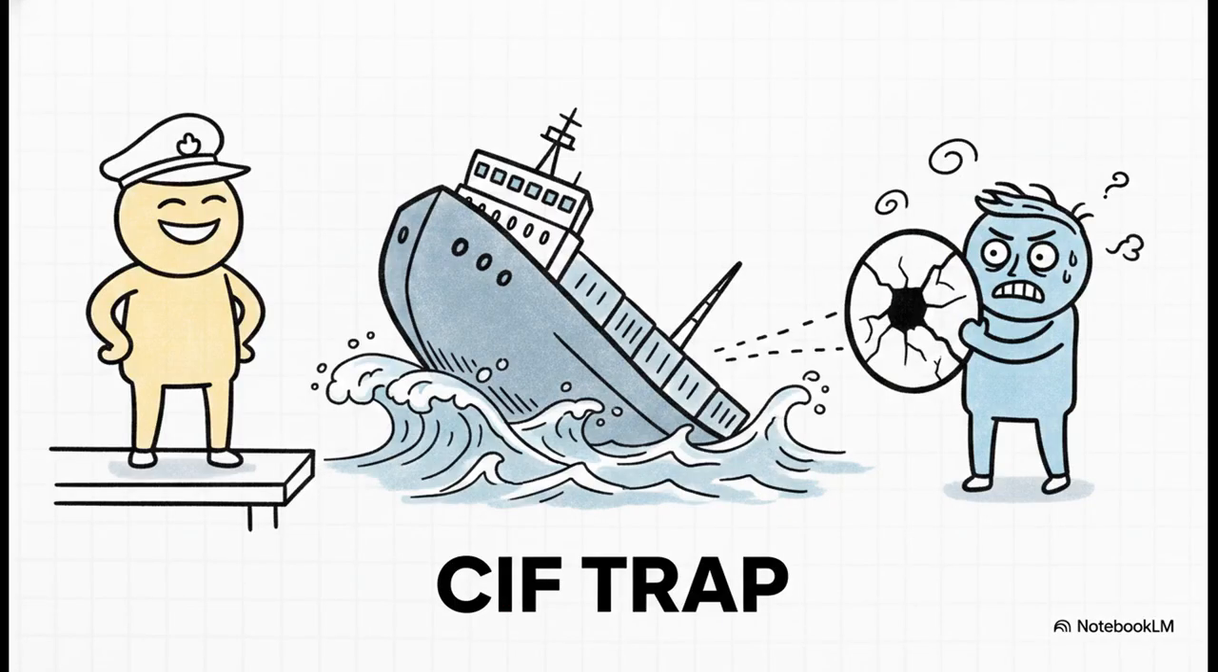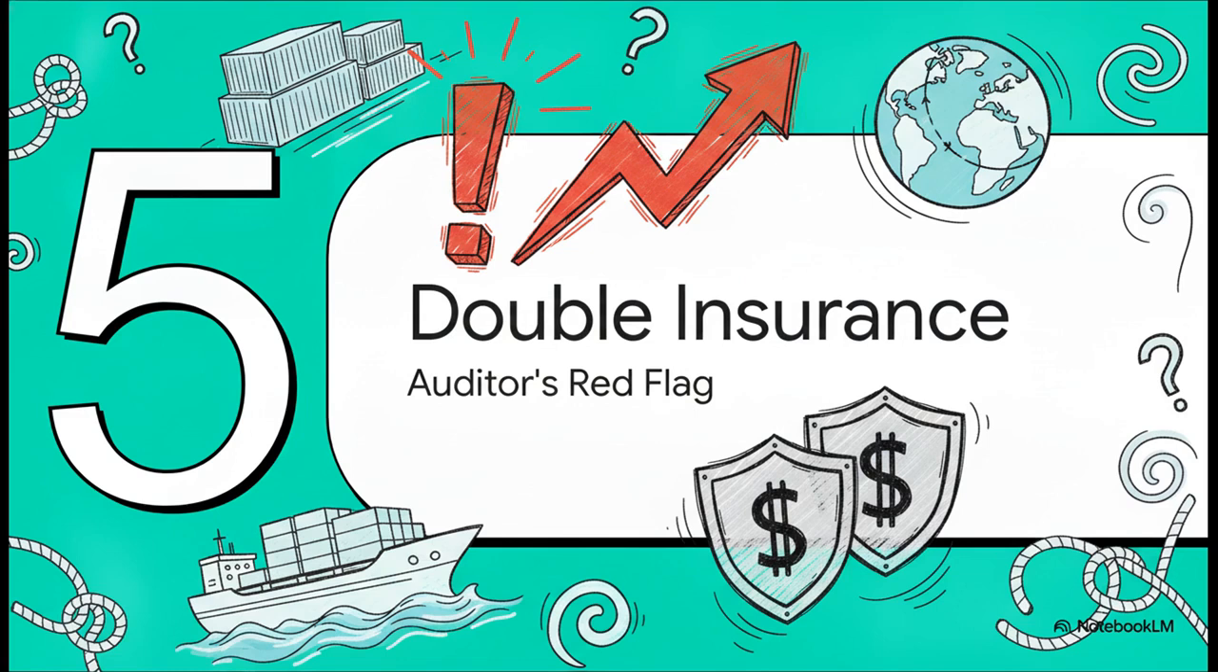In a CIF contract, the seller pays for the freight, but, and this is a massive but, the risk actually transfers to the buyer the precise moment the goods are loaded onto the ship in that foreign country. So if that ship sinks halfway across the ocean, it's the buyer who holds the risk and has to go claim the insurance, not the seller. Mind-blowing, right? Let's view this through an auditor's eye.